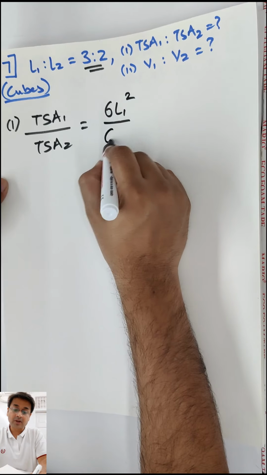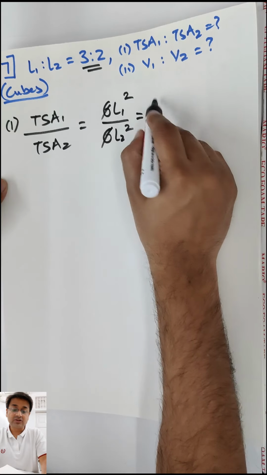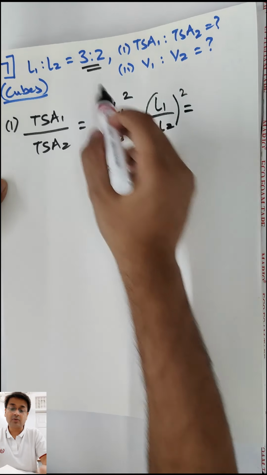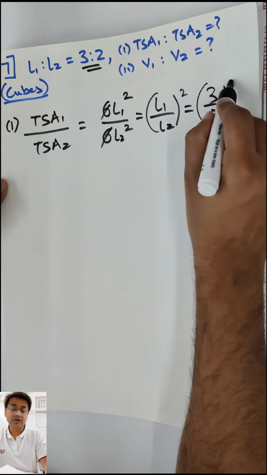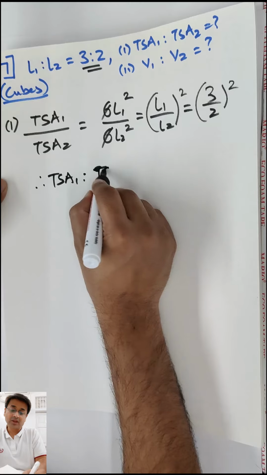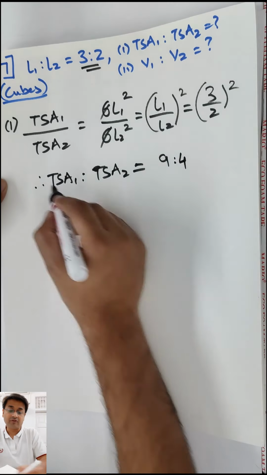6L1 square upon 6L2 square. So 6 will get cancelled. So I can say L1 by L2 the whole square. So what is L1 by L2? 3 by 2 the whole square. So finally I can say total surface area 1, total surface area 2 ka ratio is 9:4.